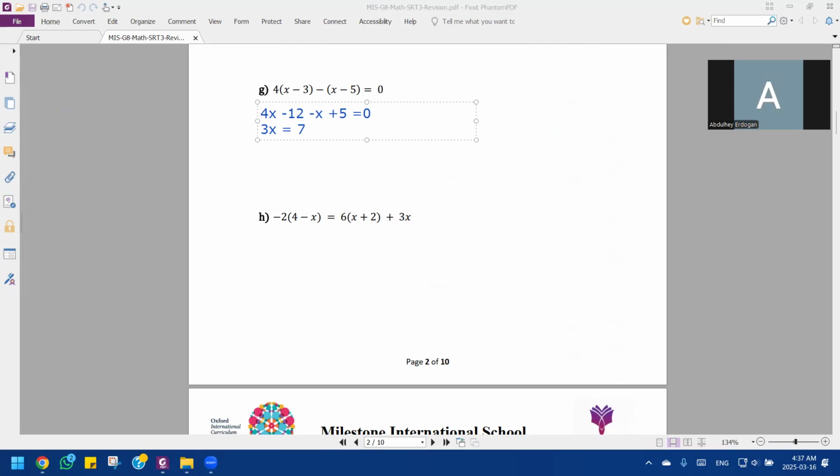Now take minus 7 to the other side, will be positive 7. Now here we have to divide by 3. Okay, can we divide 7 by 3? No. So we write x is equal to 7 over 3. Let's double check it again. 4x minus 12 minus x plus 5.